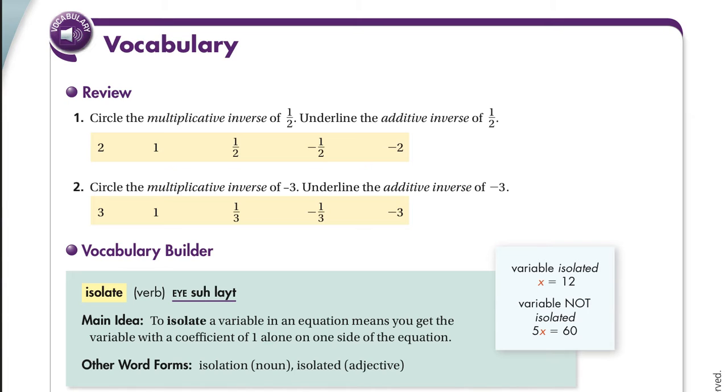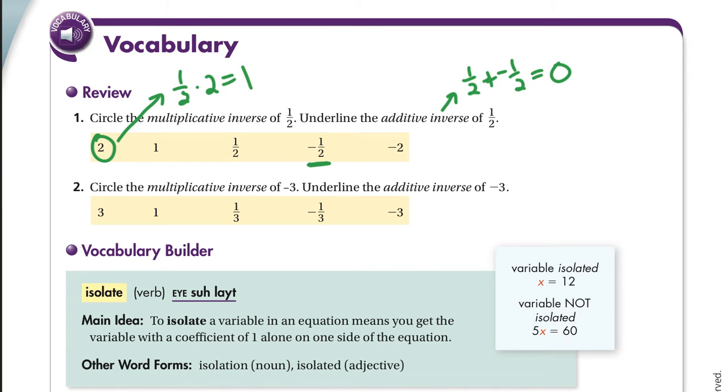So in this review part, it asks you to circle the multiplicative inverse of 1/2 and to underline the additive inverse of 1/2. So the multiplicative inverse of 1/2 is 2. And the reason is because 1/2 times 2 equals 1. That's the definition of a multiplicative inverse. The additive inverse of 1/2 is negative 1/2, because 1/2 plus negative 1/2 is 0.